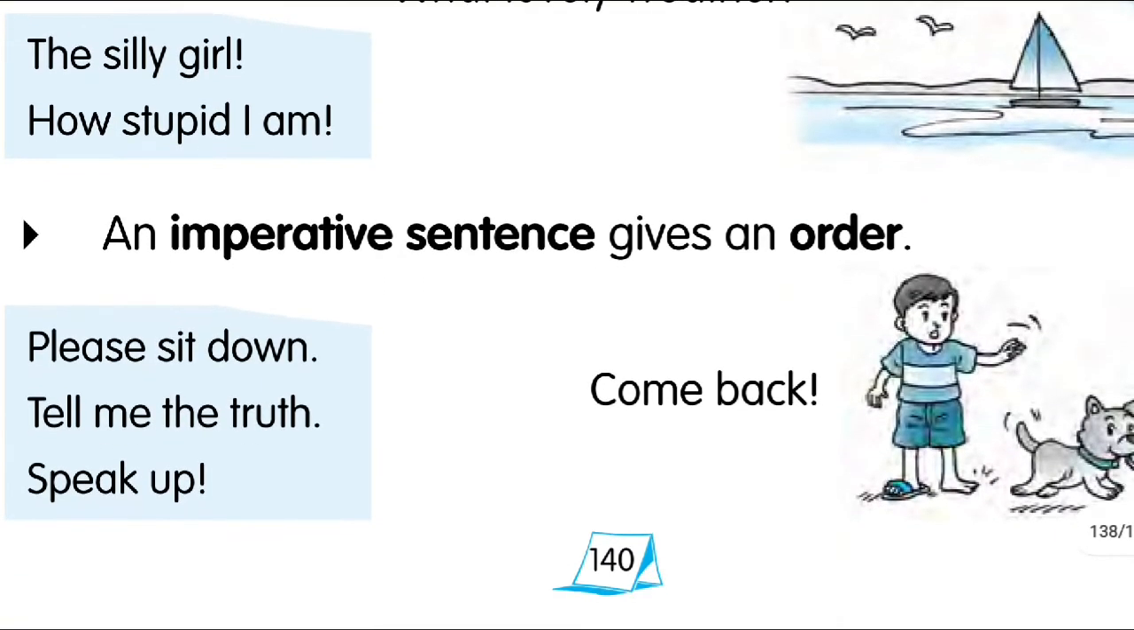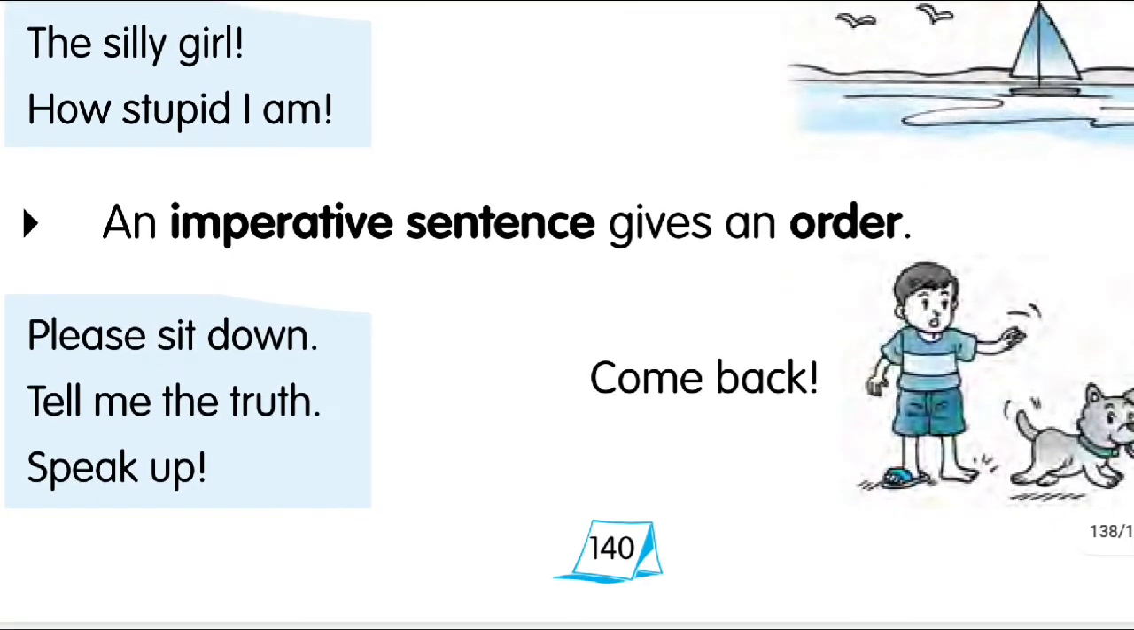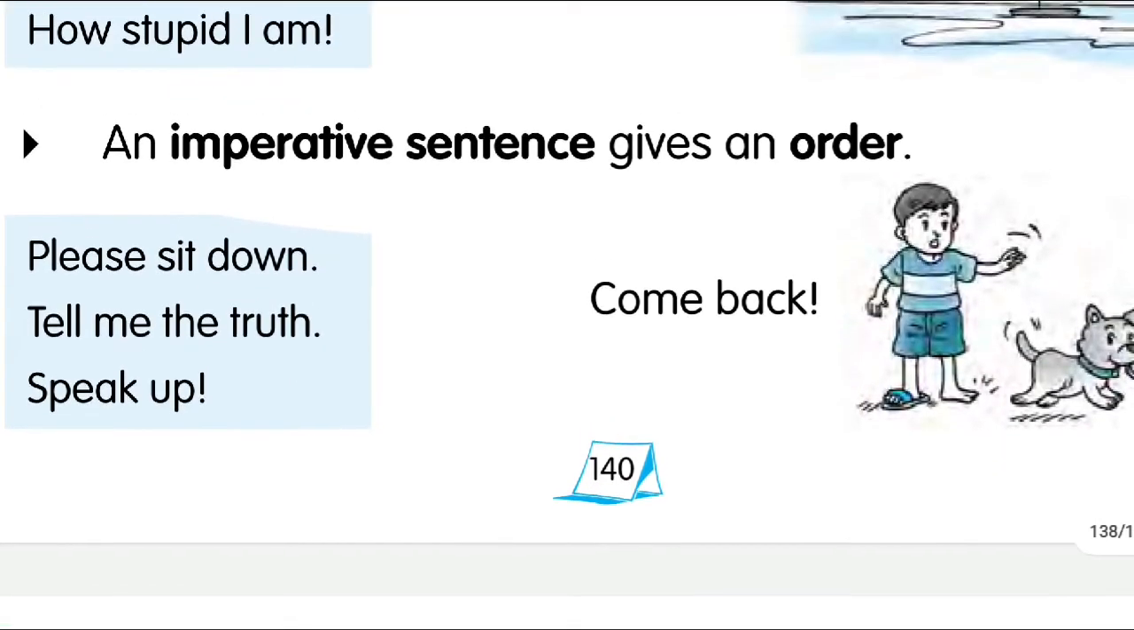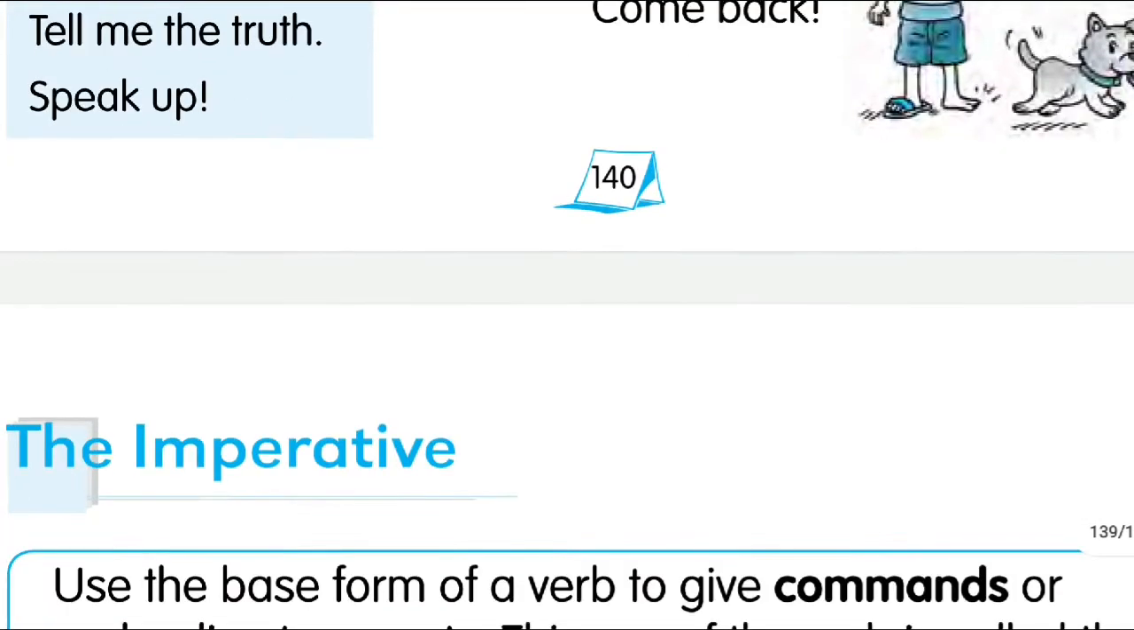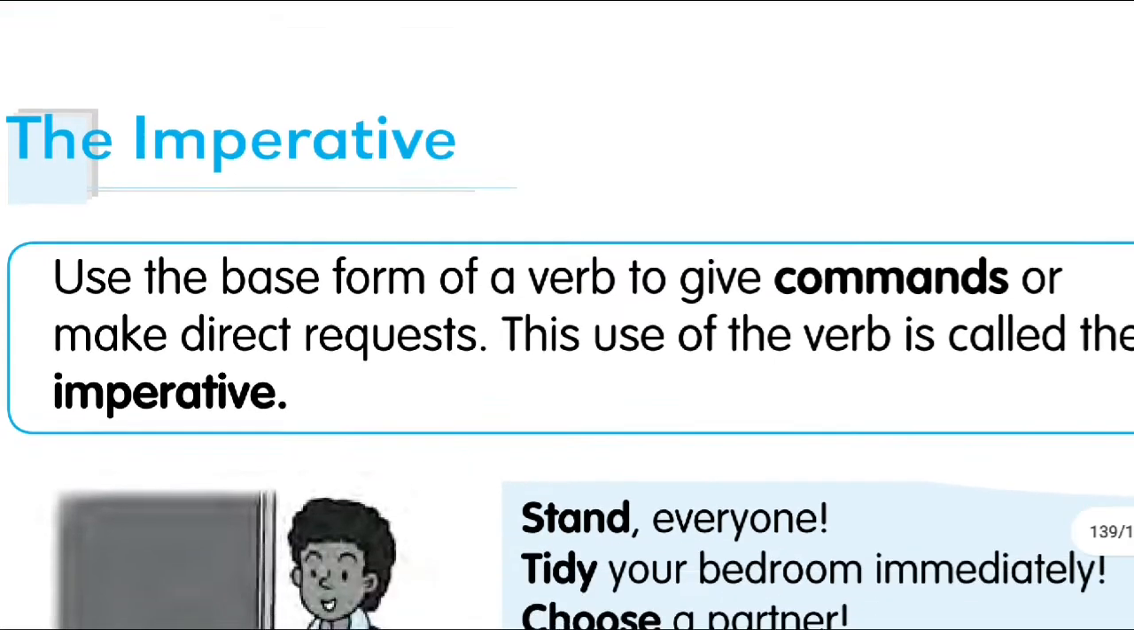And the final one is the imperative sentence. It gives an order. Please sit down. Tell me the truth. Speak up. Come back. It means you are ordering someone. That's why these are called imperative sentences. So let's move to a few more types of sentences. This one, the imperative sentence, you can see here.